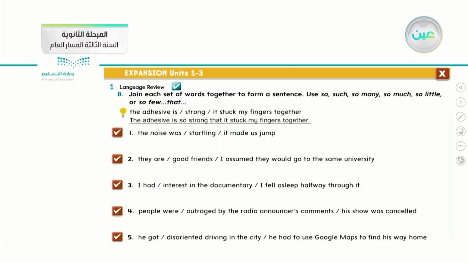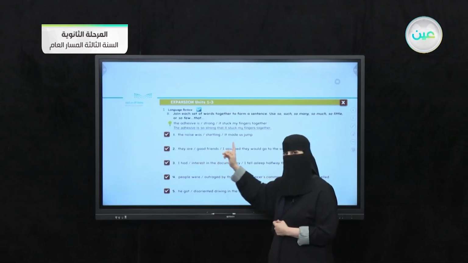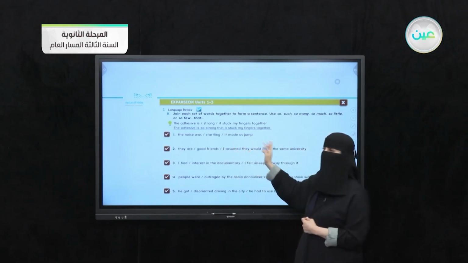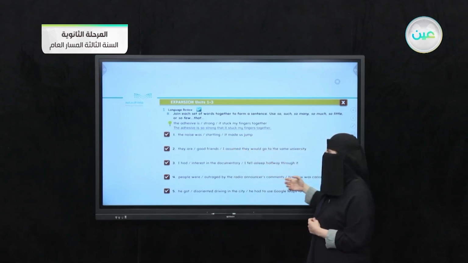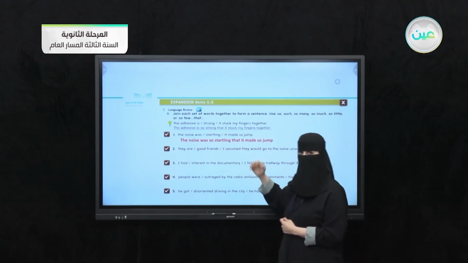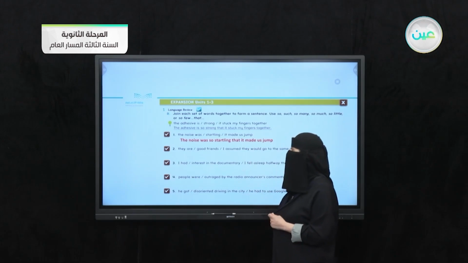They give you: the noise was startling, it made us jump. So what is the cause of this sentence? The noise. The noise is the cause. And what is the effect of it? It made us jump. How can I use this expression to join these and make one meaningful sentence?